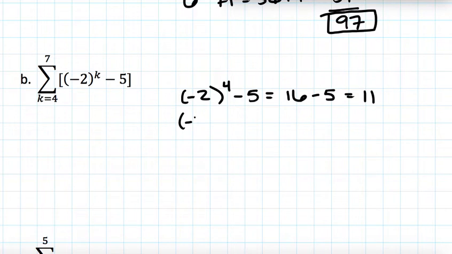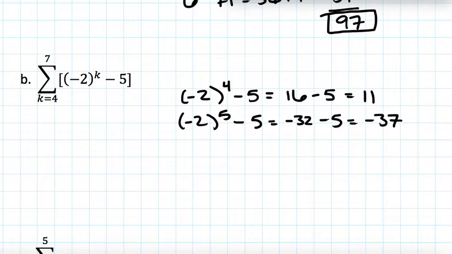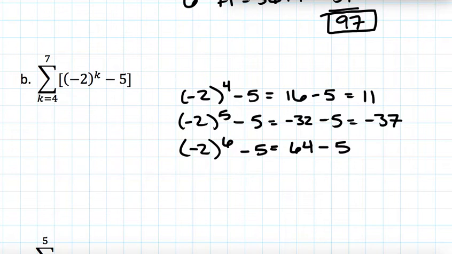We're going to plug in 5. Negative 2 to the 5th is negative 32, minus 5, which is negative 37. We're going to plug in 6. And we see the same pattern that we saw earlier, where if I have a negative number raised to a power, it's going to alternate from positive to negative signs. So negative 2 to the 6 is positive 64, minus 5 is positive 59.